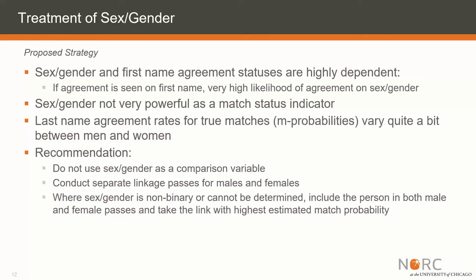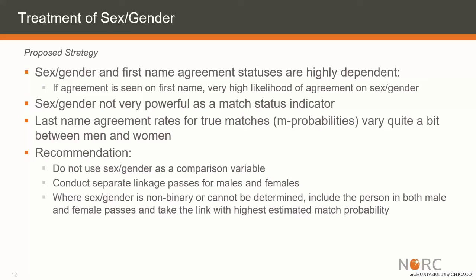So, treatment of sex, gender. The first thing I want to point out about this is that the Fellegi-Sunter model, at least the way that the agreement weights and disagreement weights are supposed to be added to each other, is based on the assumption that the agreement patterns are independent. And for sex or gender and first name, clearly the agreement statuses are not independent, but are instead highly dependent. So if I agree on first name, well, because most names are mostly linked to one sex or another, there's a very high likelihood of agreement on the sex and gender field.